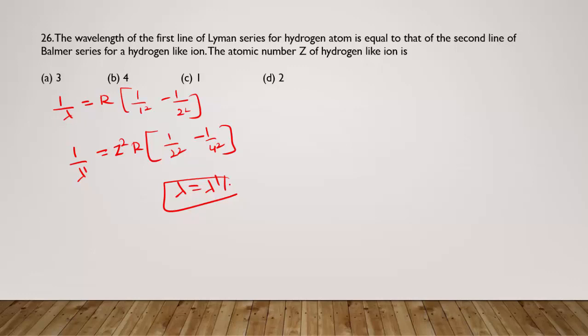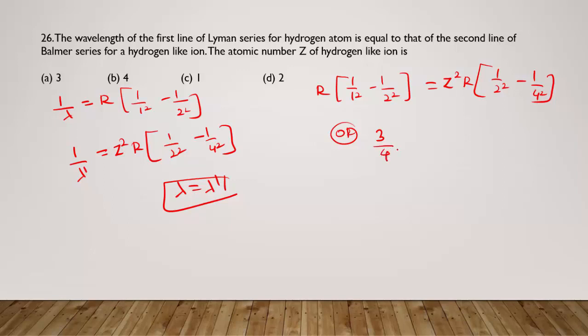Then I write this equation, lambda is equal to lambda dash. Therefore, R into (1/1² − 1/2²) is equal to Z² into R (1/2² − 1/4²). We get the value 3/4 is equal to 3Z²/16, or Z² is equal to 4, or Z equal to 2. Option D is the right answer.